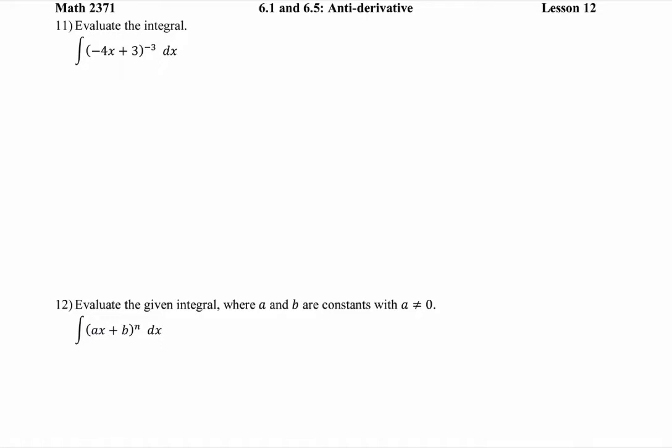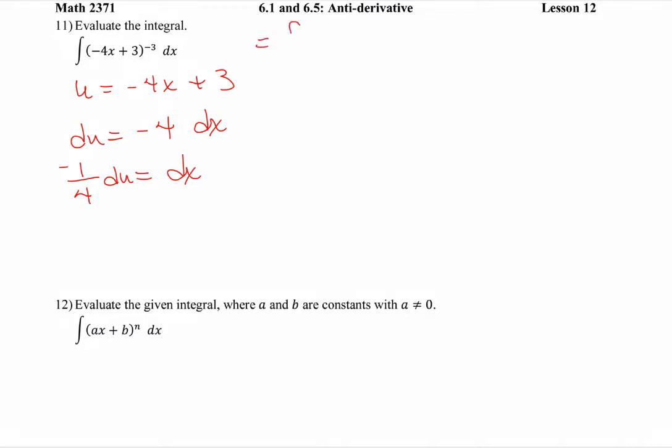Now, I'm going to do another one. So u equals negative 4x plus 3. du equals negative 4 dx. Notice that I'm writing the dx every time. So negative 1/4 du equals dx.